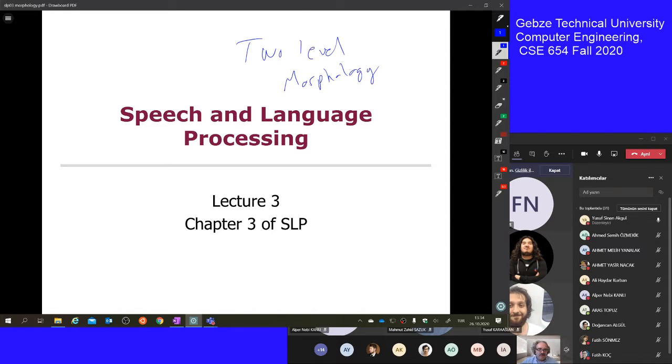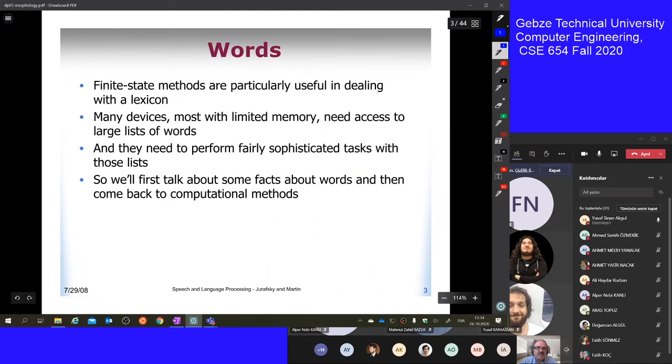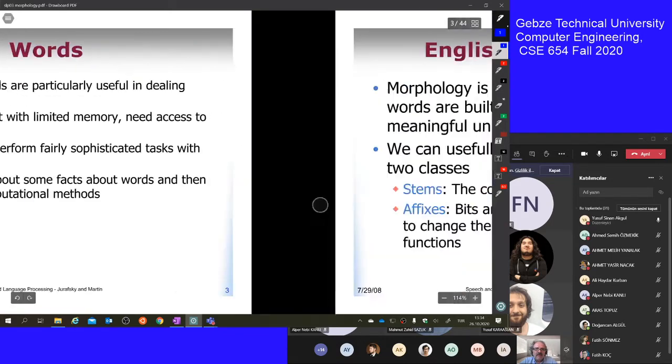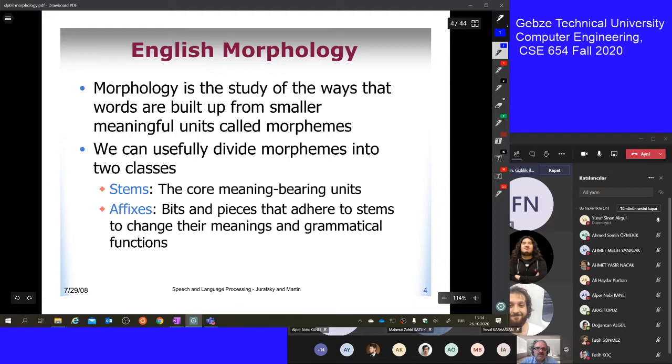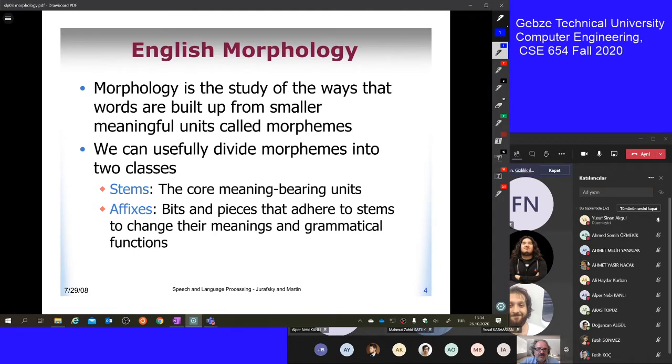Okay, so let's try to remember what we said last time. We talked about the English morphology and its relation to finite state transducers. And with the morphology, what we mean was the study of the words, right? That's what we said: the study of the ways words are built up from smaller meaningful units called morphemes. Morphemes are either stems or affixes, kök ve ek in Turkish, right? We usually have a stem and we add affixes to the beginning or ending of the words. And in Turkish, usually it is the end of the words.